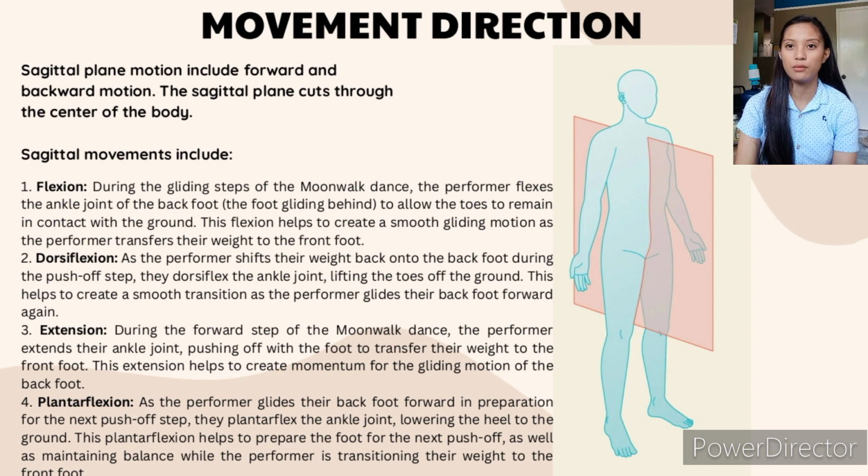Next, when performing the moonwalk dance, the sagittal plane movements of flexion, dorsiflexion, extension, and plantar flexion each play a role. Firstly, in flexion: during the gliding steps of the moonwalk dance, the performer flexes the ankle joint of the back foot, or the foot gliding behind, to allow the toes to remain in contact with the ground. This flexion helps to create a smooth gliding motion as the performer transfers their weight to the front foot.